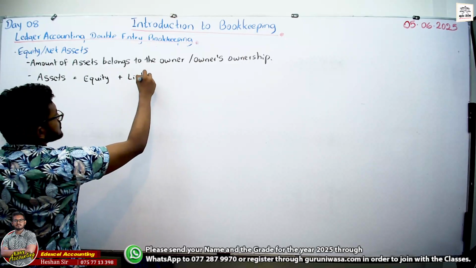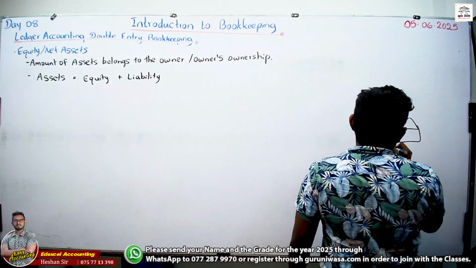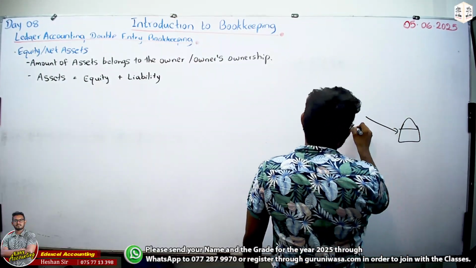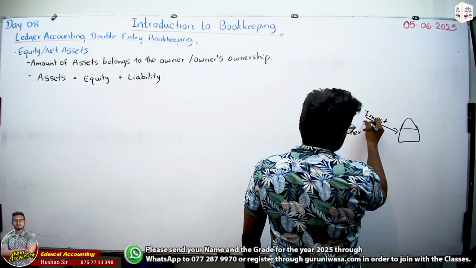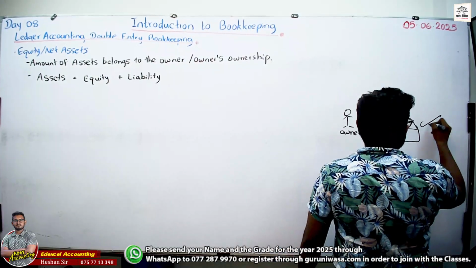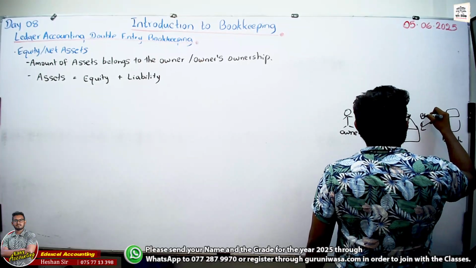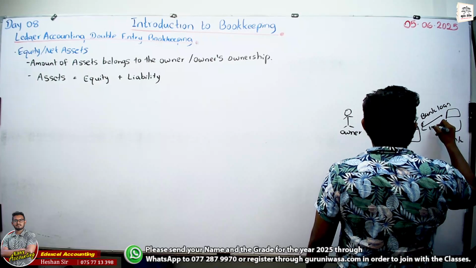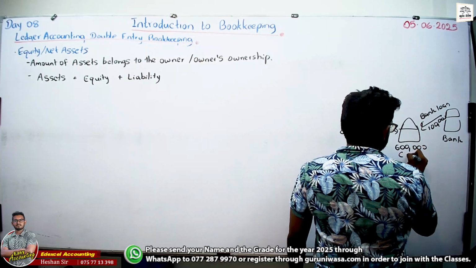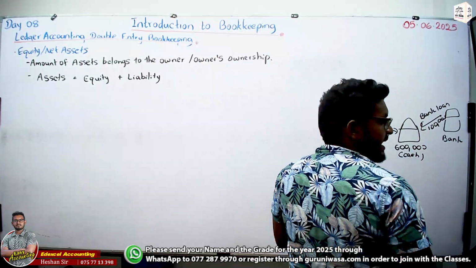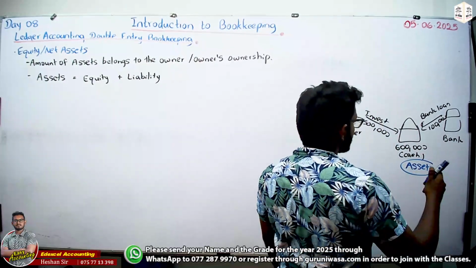Why? If this is the business, think of the business assets. Now the owner invested, think this is the owner. Owner invested 500,000 and we obtained a bank loan of 100,000. Altogether, the business has 600,000 cash. Now this cash is business assets, belonging to the business. Who invested? Either the owner or the bank.